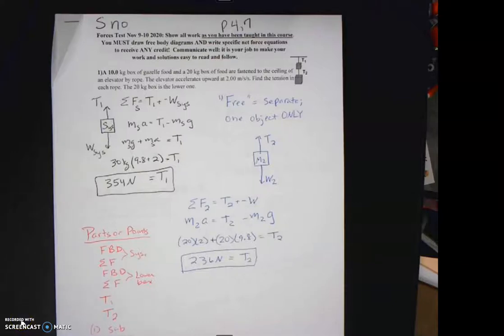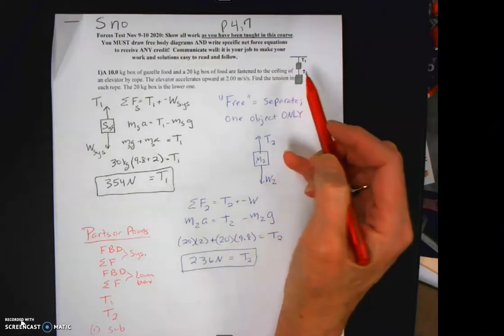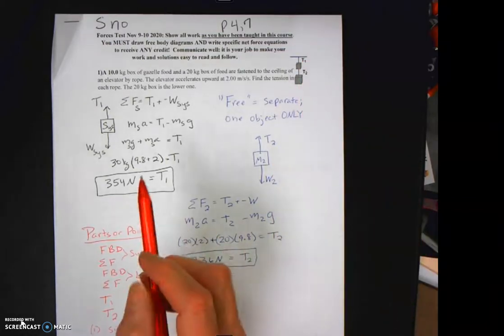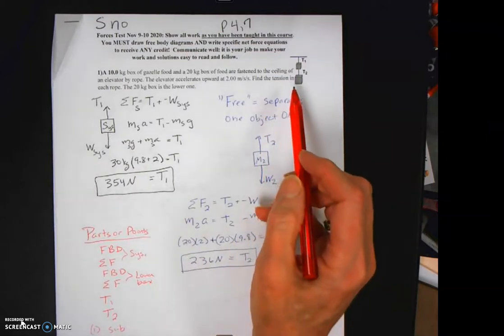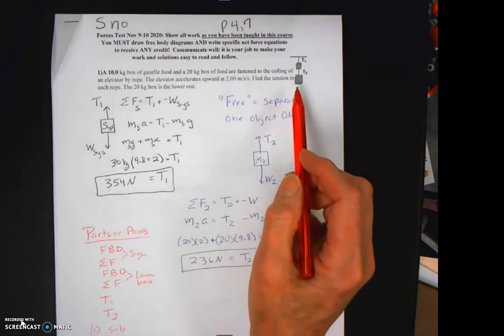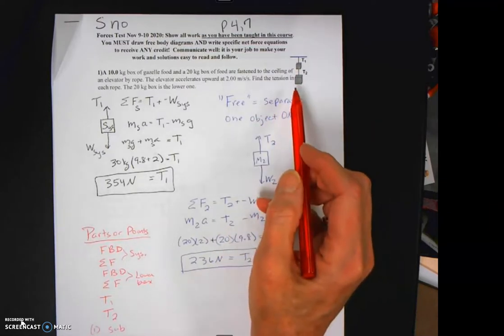This is a video key to the forces test given November 9th and 10th. This is for the version that had a sled on the last page. Another way to recognize it is there's no helicopter pictured on the first page, just the box suspended from a ceiling. So in this case, we had to find the tension in each rope, and we're told that the lower box has a different mass, or we're given what that mass is.